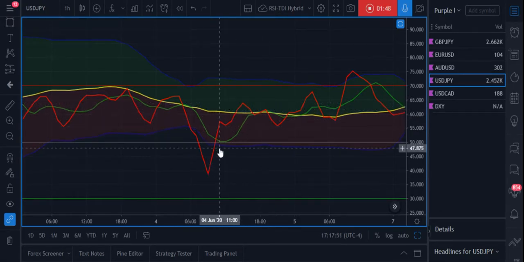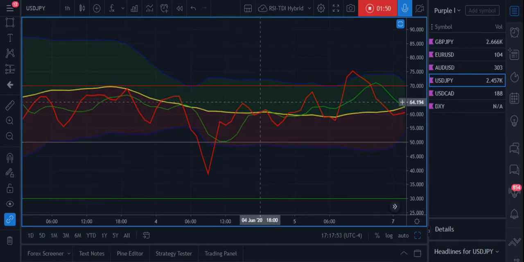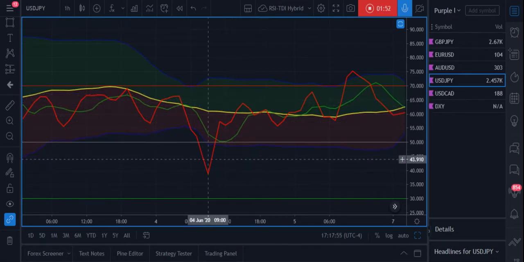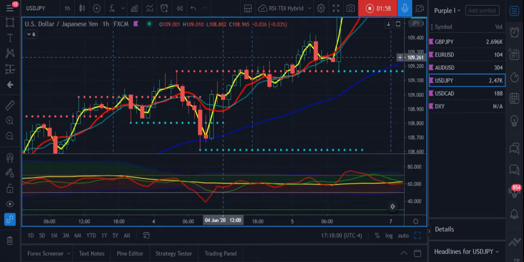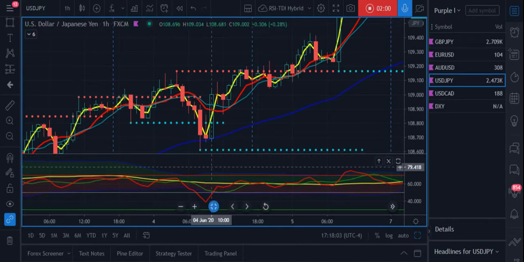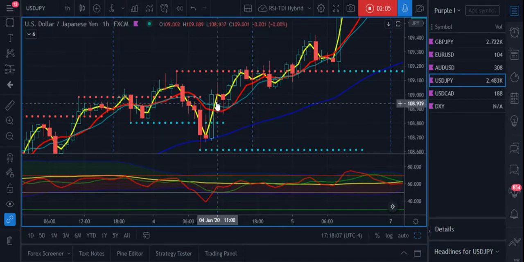And then if the red goes and crosses the yellow, it's definitely a strong uptrend. Especially if it comes from here and it crosses over, okay? So I'm looking for a cross up here. So it crosses here, then it crosses here, and then I'm looking to take the buy.